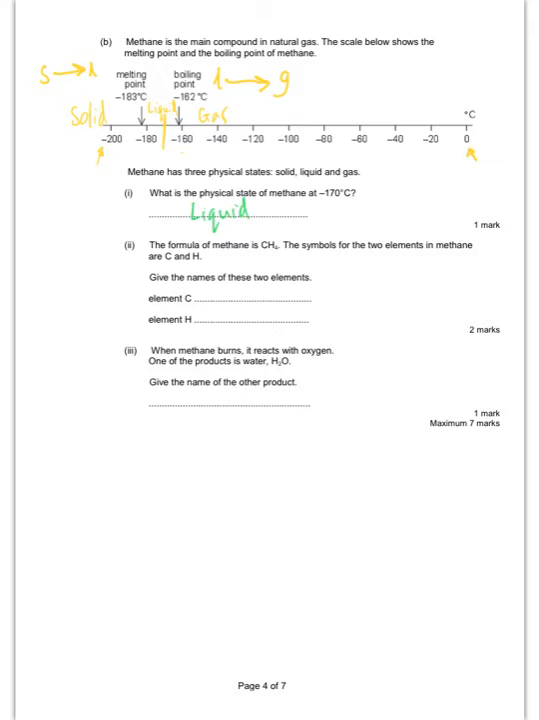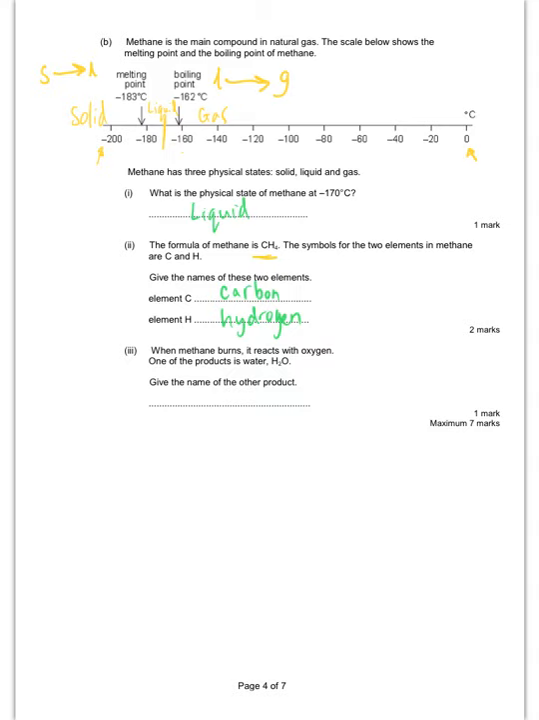Now the formula of methane is CH4. The symbols for the two elements in methane are C and H. Give the names of these two elements. Well, C is for carbon and H is for hydrogen.